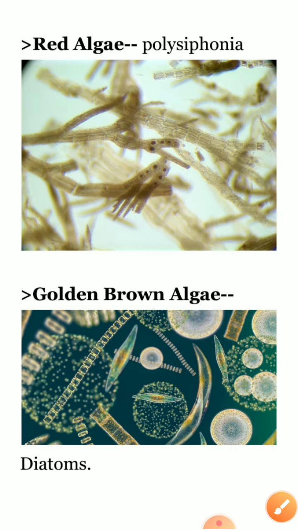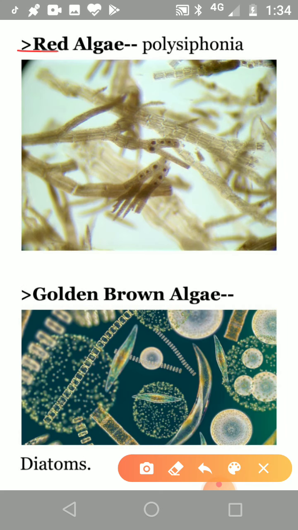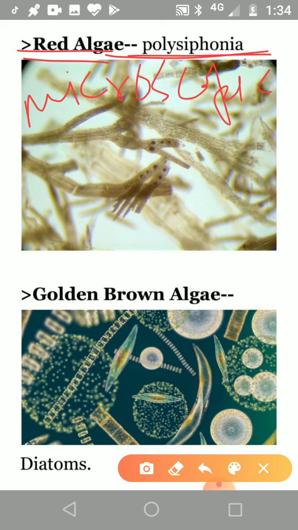Now the next is red algae. Example, Polysiphonia. This is an algae, and again it is a microscopic organism. We can see them under a microscope. Their structure is basically like this. So red algae, Polysiphonia. Then the other one is golden brown algae.